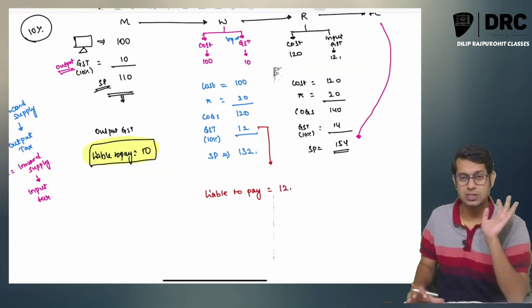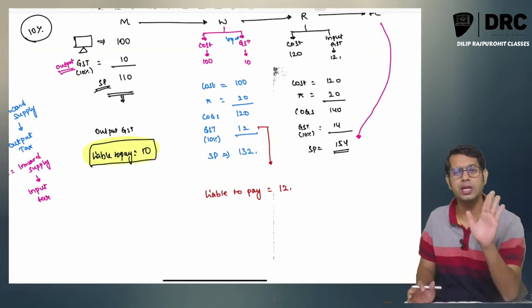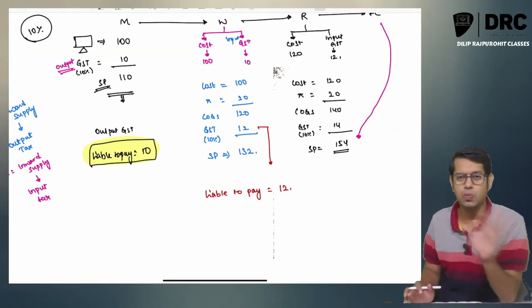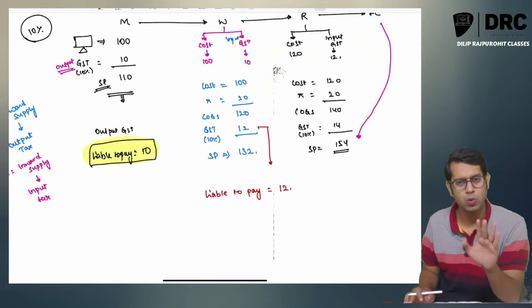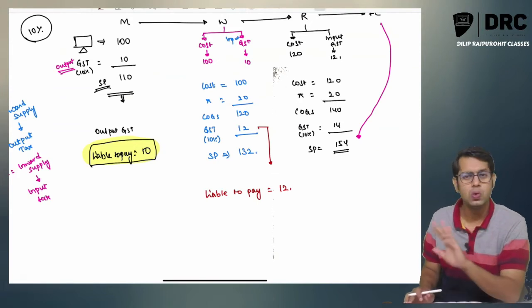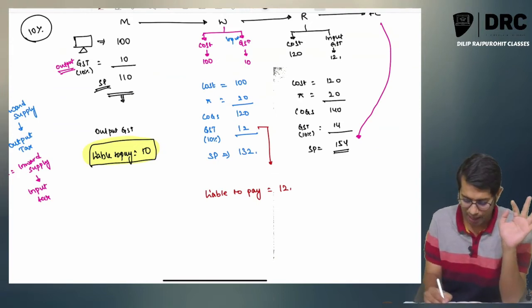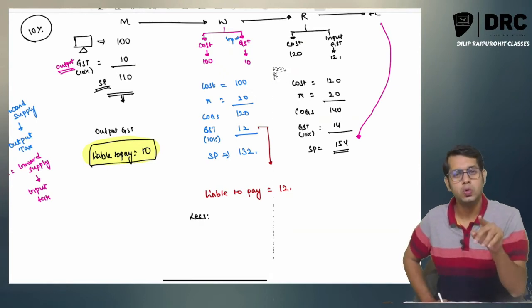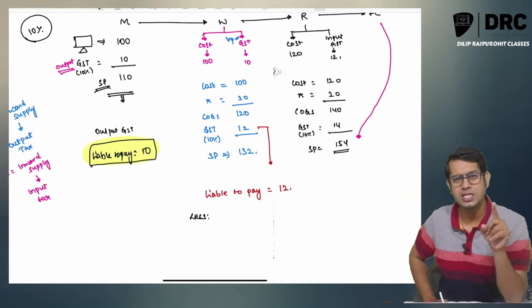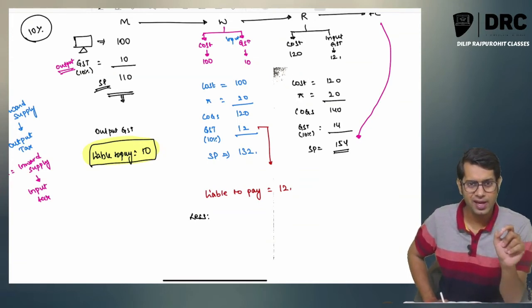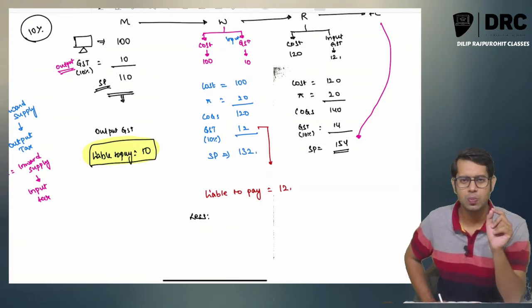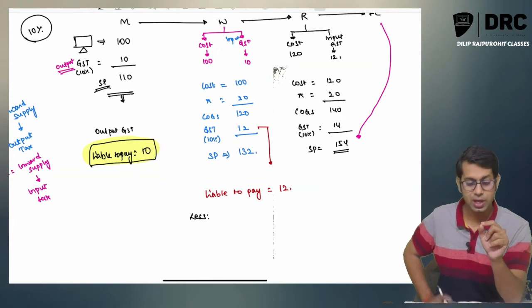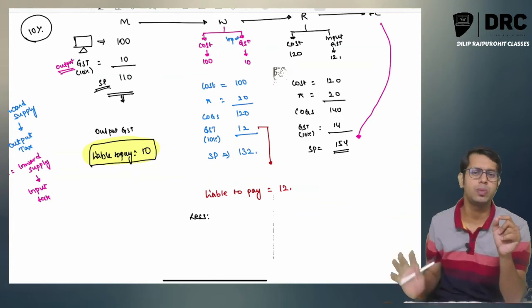Now the government says, wholesaler, wait, don't pay me 12 rupees. Wholesaler says why? Government says, hey wholesaler, do you remember that when you purchased this product from the manufacturer, you paid the manufacturer 10 rupees, correct? Yes, I remember that I paid the amount of 10 rupees on my purchases to the manufacturer.